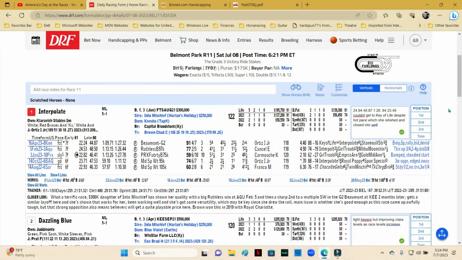We're going to take a look today at the Victory Ride Stakes, which is a sprint for three-year-old fillies and a really competitive field. So let's take a look at it. The Grade 3 Victory Ride Stakes is for three-year-old fillies, and it's run on the dirt at 6.5 furlongs.